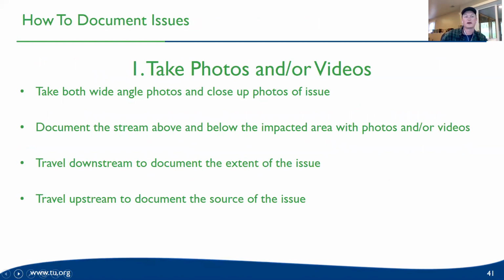So how to document issues. The biggest thing is photos and videos. Visual evidence of issues is the most useful tool we found in working with agencies to respond to issues on these sites.